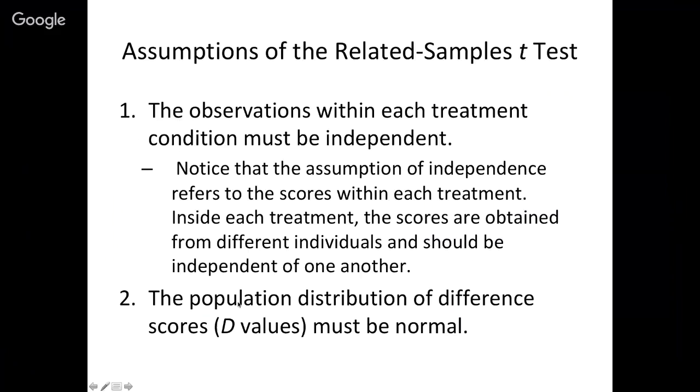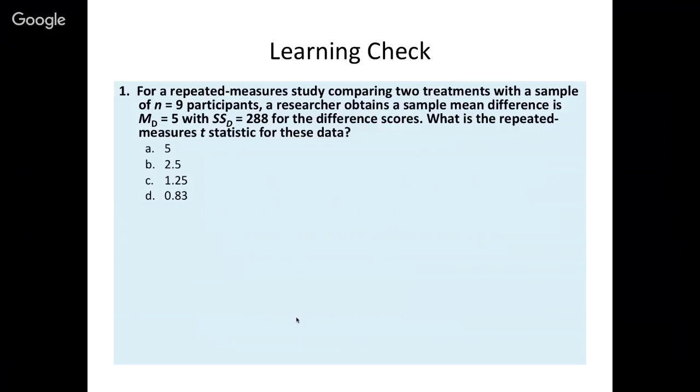Another assumption is that the population distribution of the D scores, the difference scores, must be normal. So those are the 2 assumptions. And then let's do some learning check for this part.